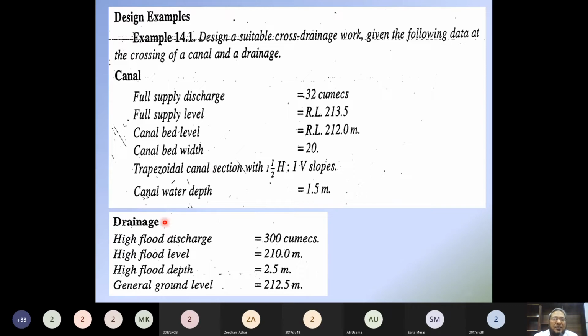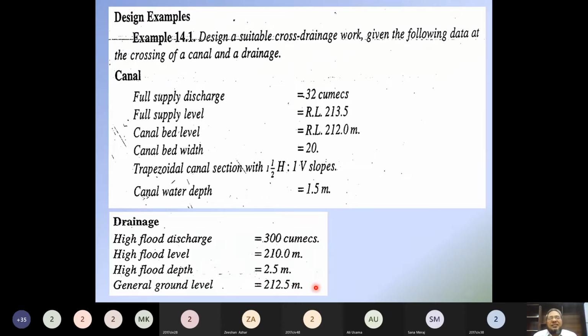Now, what is the data of the drainage? High flood discharge is 300 cubics. High flood level is 210 meter. High flood depth is 2.5 meter. And general ground level is 212.5 meter.